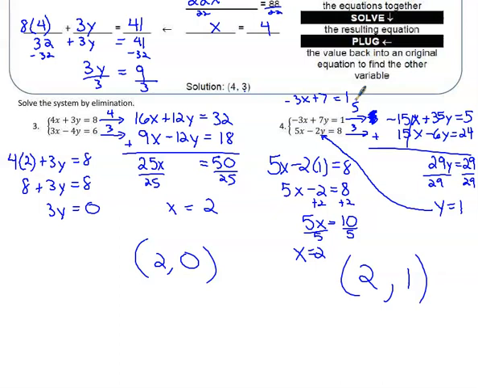Now, you can still end up with no solution or infinite solutions, but those are the same procedures as before. If you get a true statement that has no variables, then it's infinite solutions. If you get a non-true math statement with no variables, then it's no solution. Good luck.